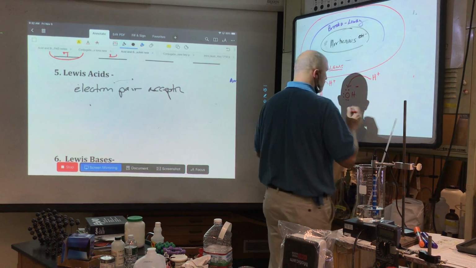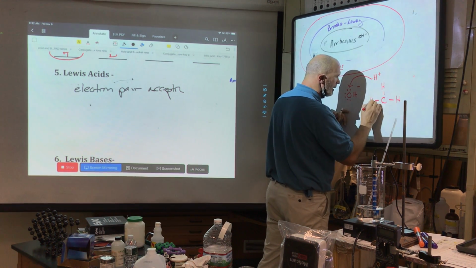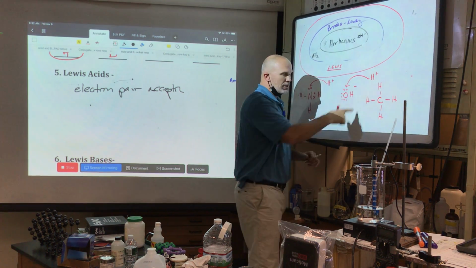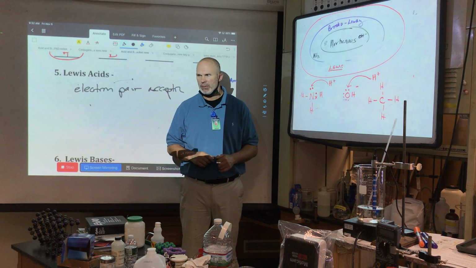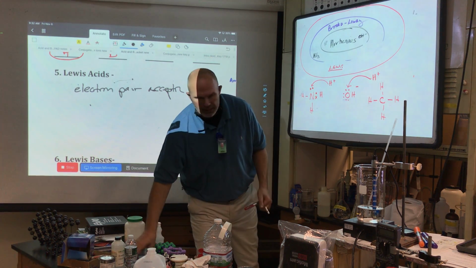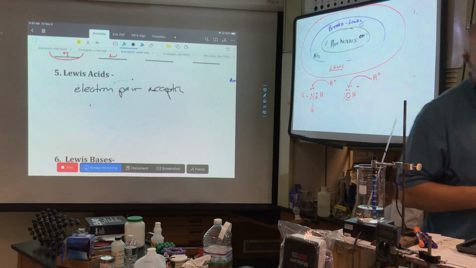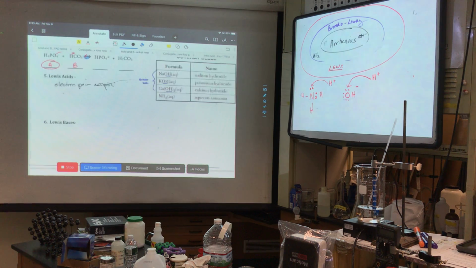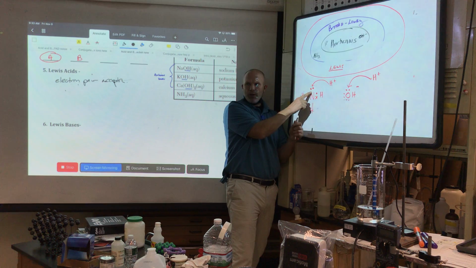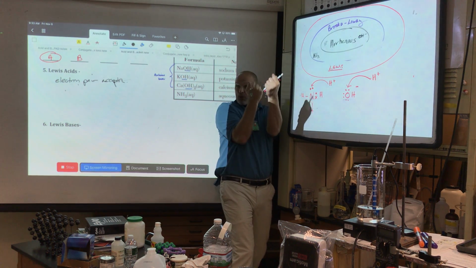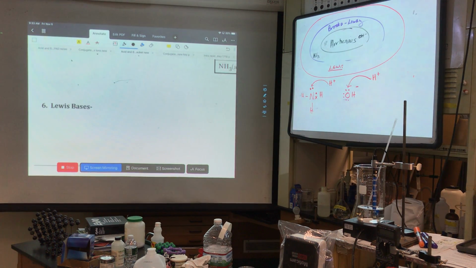Look at methane. Methane looks like this. Methane has four bonded H's. It has no lone pairs. Do you think methane is a base? Can methane accept an H? It has no lone pairs. It can't. Methane is not a base. So, party people, what's a base then? If Lewis acids are electron pair acceptors, what's a base? Bases are doing what? They're donating an electron pair. So these guys are electron pair donors.